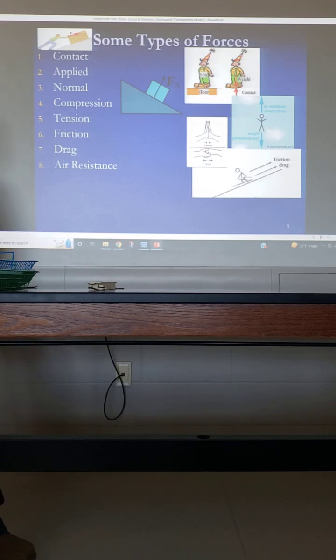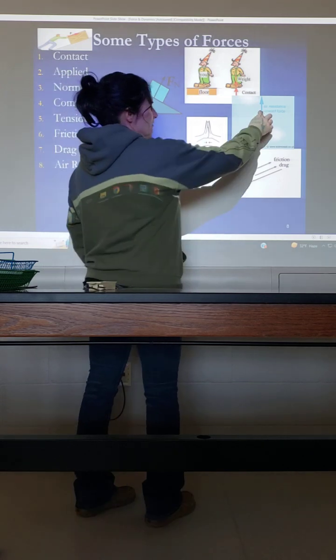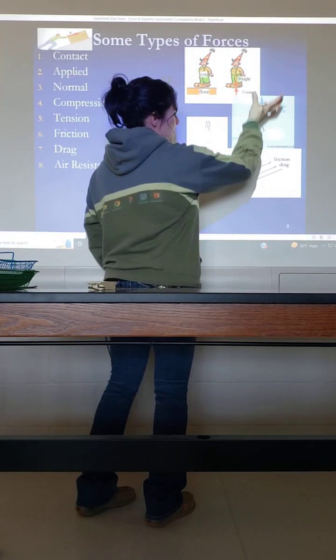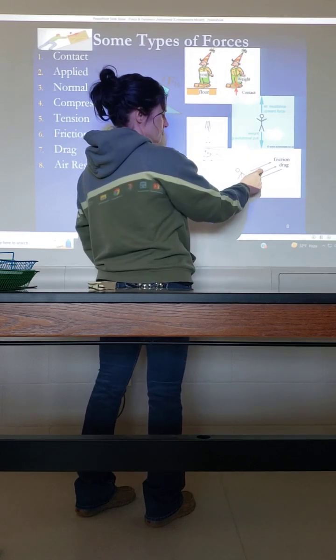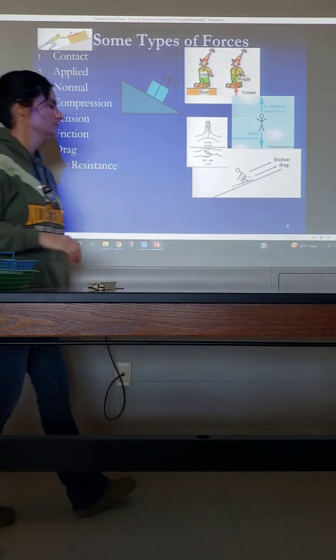So a lot of these sound exactly like what they are and what they do. Okay? So air resistance is going to work against the motion. As this person is falling, air resistance is working against them. Okay, here it's showing the friction of drag as the person is cutting through the air.